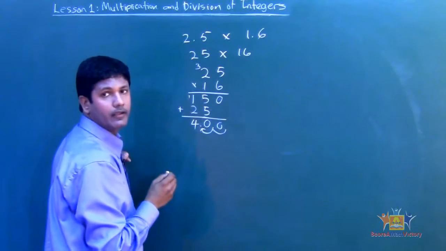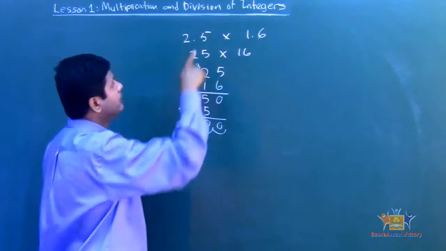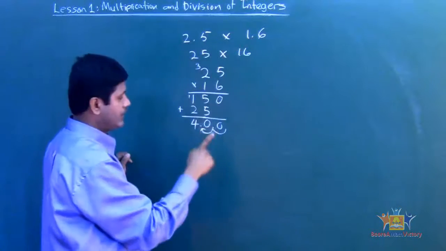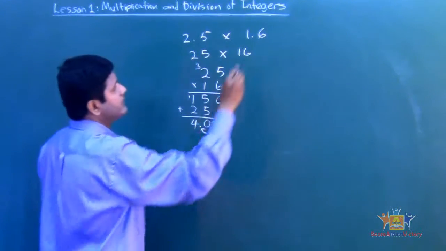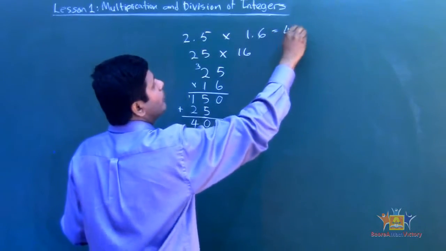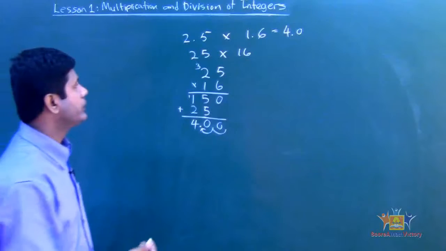Decimal right there. That decides how many numbers from the back I count to put the decimal. If there's 2 numbers behind the decimal, I count from the back how many numbers, 1, 2, and then put the decimal right there. That means this is 4.0 or just 4, because the 0 has no value to it. Okay, you can just put 4.